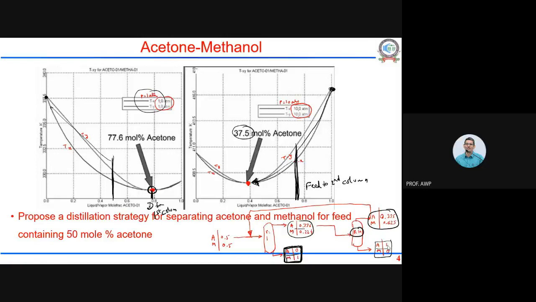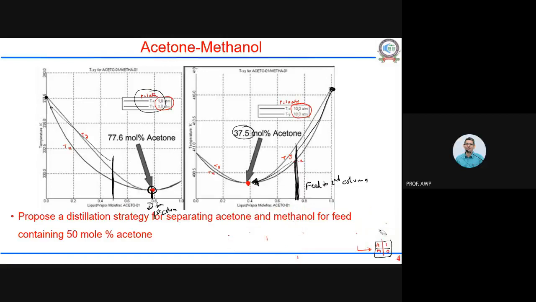Do you agree with this? Do you disagree with this? Yes, no? Anybody? Sir, I have a doubt, sir. Yes. Sir, why can't we use the 10 atmosphere column first and then the 1 atmosphere column second? Fine, absolutely okay. We can use the 10 atmosphere column first as well. There's no harm in doing that.